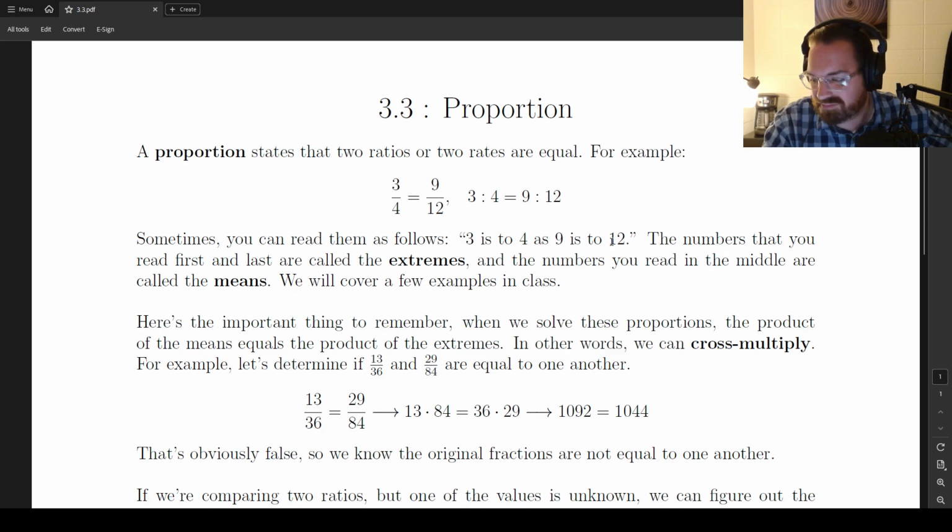So the terminology that we use here is that the numbers that we read first and last are called the extremes, right? They kind of are the outside numbers, and the numbers you read in the middle are called the means, right? Typically, when you think of the mean or the average, it's kind of like a middle number, and so that's a good way to remember it. The means are kind of the middle ones, the extremes are the ones on the outsides.